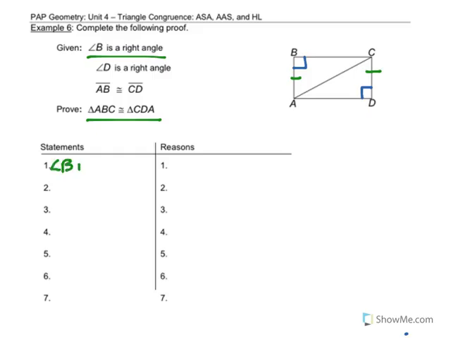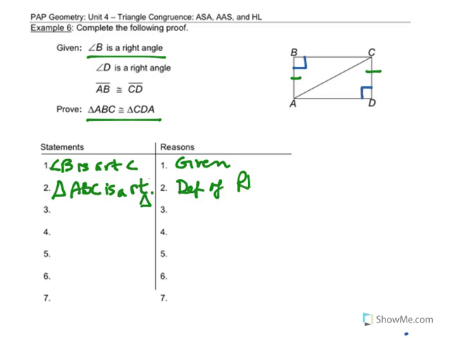Angle B is a right angle, and that's given. Now, as a result of that, what can I conclude? I can say that triangle ABC is a right triangle. And that "a right" came out looking like "art." So let's try that again. Is a right triangle. Okay, and how do we know that? Definition of a right triangle. Right triangles have right angles.